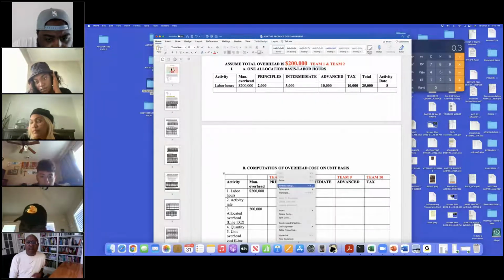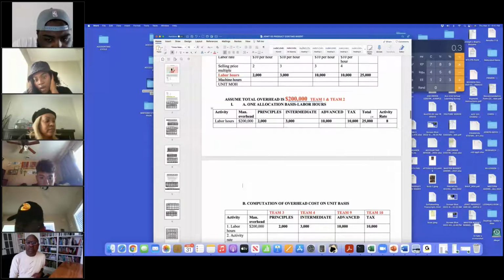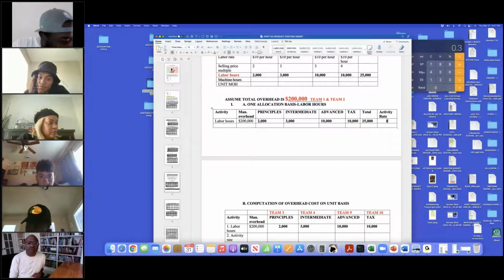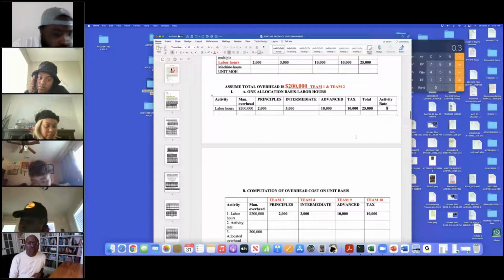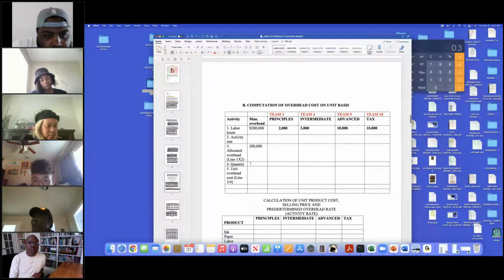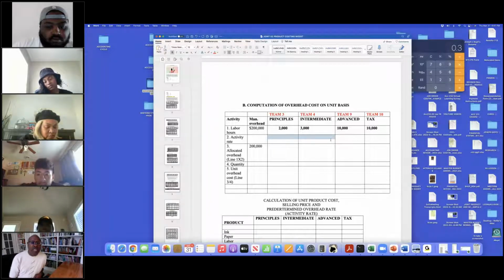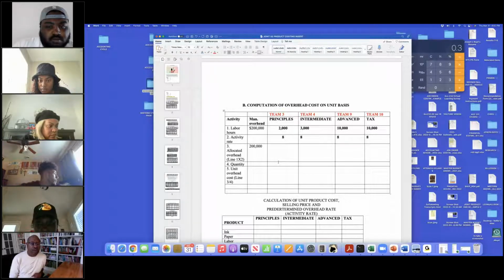Then we're going to bring down our activity rates. And we're just going to work with principles. So if the activity rate is 8 and the hours is 2,000, what is the quantity? Well, how much overhead are we allocating, first of all? What's going to go on line 3?